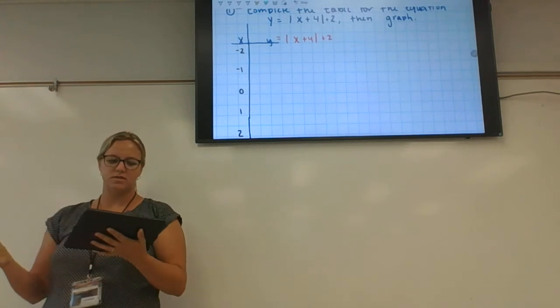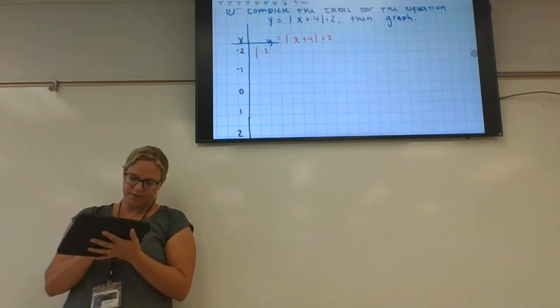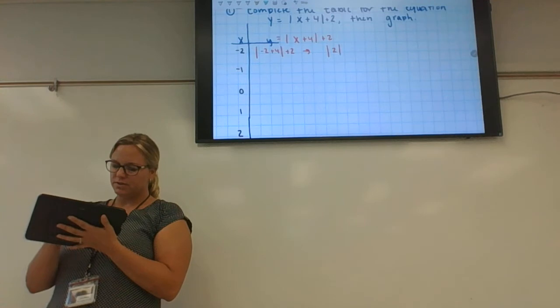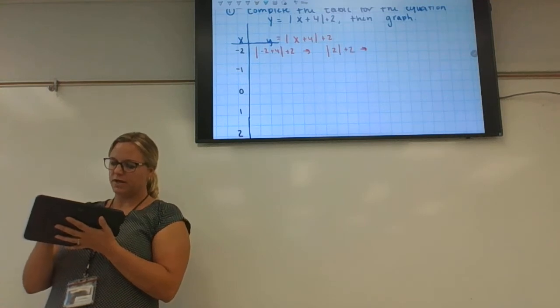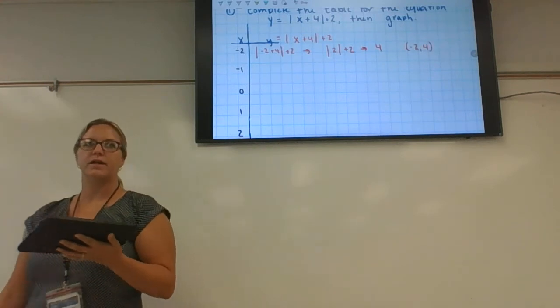Okay, let's do this. Let's do the math. Kind of up to over 4. -2 plus 4 plus 2. -4 plus 2 is 2. The absolute value of 2 plus 2 is 4. My first ordered pair is going to be at -2 comma 4.